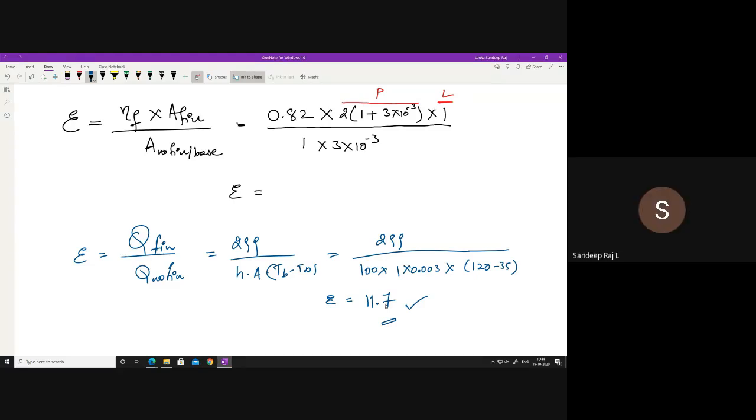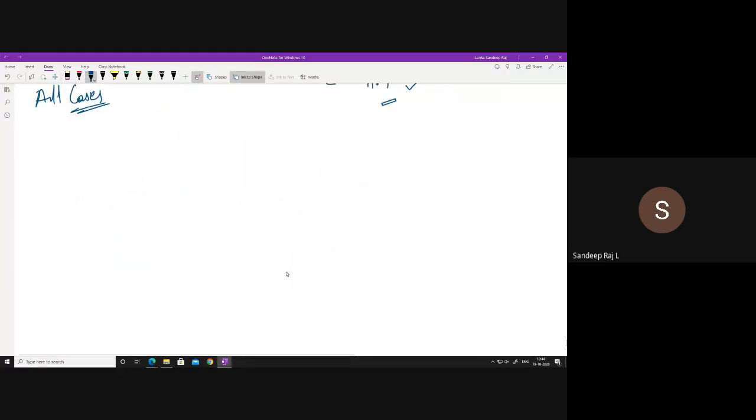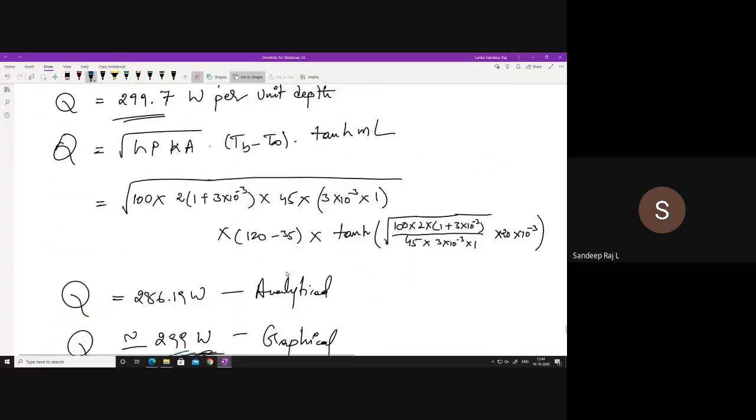This is more reliable. Maybe we are missing tanh(mL) here. That is the reason why you got a different value. Anyways, this formula you follow for the long fin case. That will be more productive. You follow this for each and every case. That will be a good help to you. Anyways, let's move on.